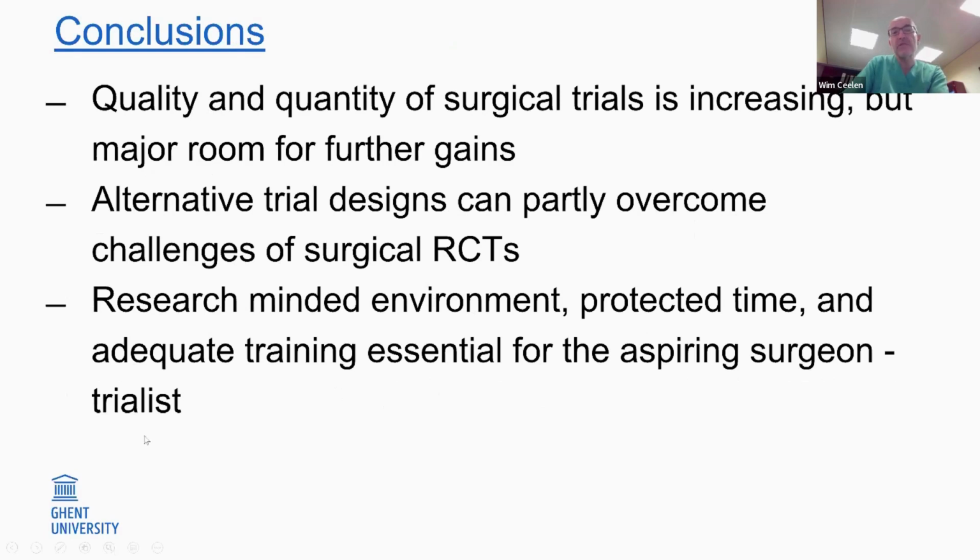And in order to be successful as a clinical trialist, you need to work in a research-minded environment. You need protected time, and you need adequate training in at least the basics of clinical trial design and methodology.